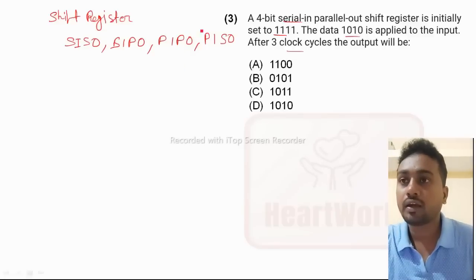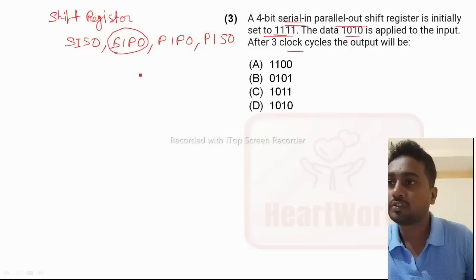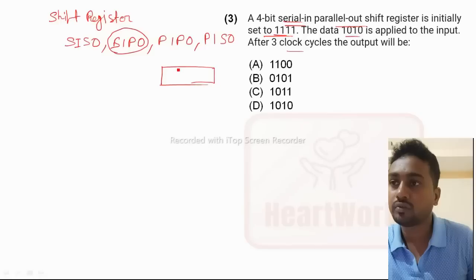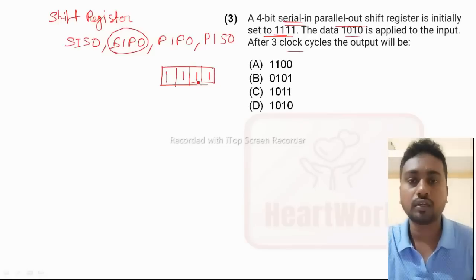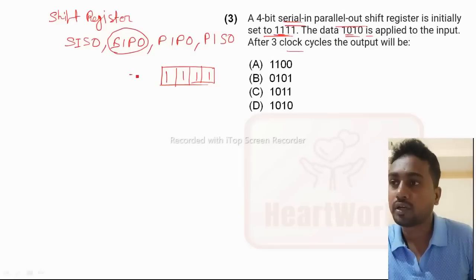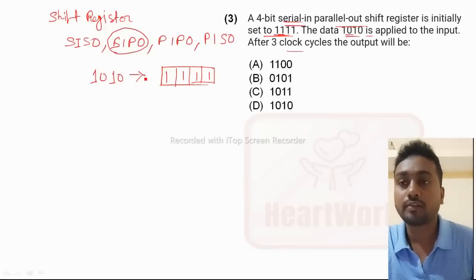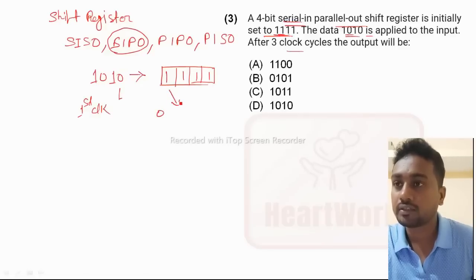Okay, in this question they ask about a serial in parallel out shift register; they are using a serial in parallel out register. Initially it is set to 1 1 1 1. The data 1010 is applied at the input. Input is 1010. Now at the third clock cycle, we have to calculate what the output is. So how it will shift: first this 0 in the first clock cycle, this 0 will come here, then this 1 will be shifted here, again this 1 will be shifted here, and this 1 will be shifted here.